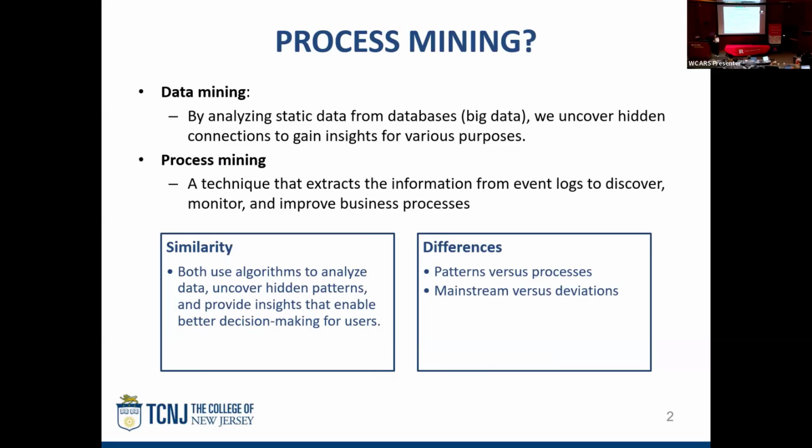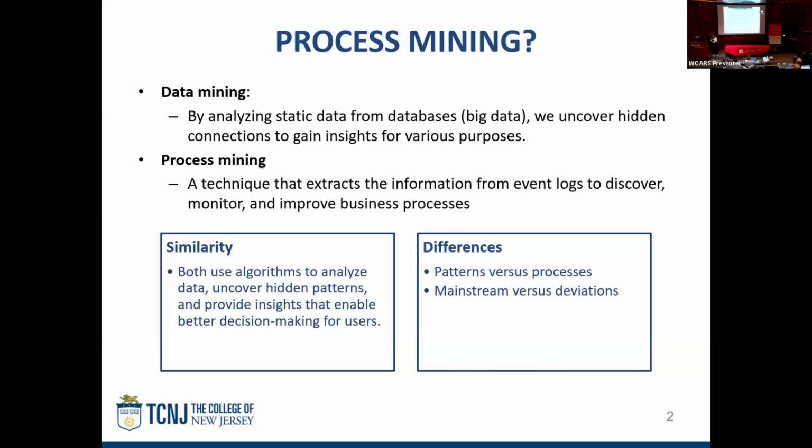The difference is that data mining focuses on the pattern, like information, the pattern of the data, whereas process mining focuses on processes. Also, data mining often focuses on the mainstream of the data. There are other algorithms focusing on outliers and deviations, but most data mining algorithms focus on the mainstream. What's the trend of the data? If we look at consumer data, what's the trend of the consumers, right?